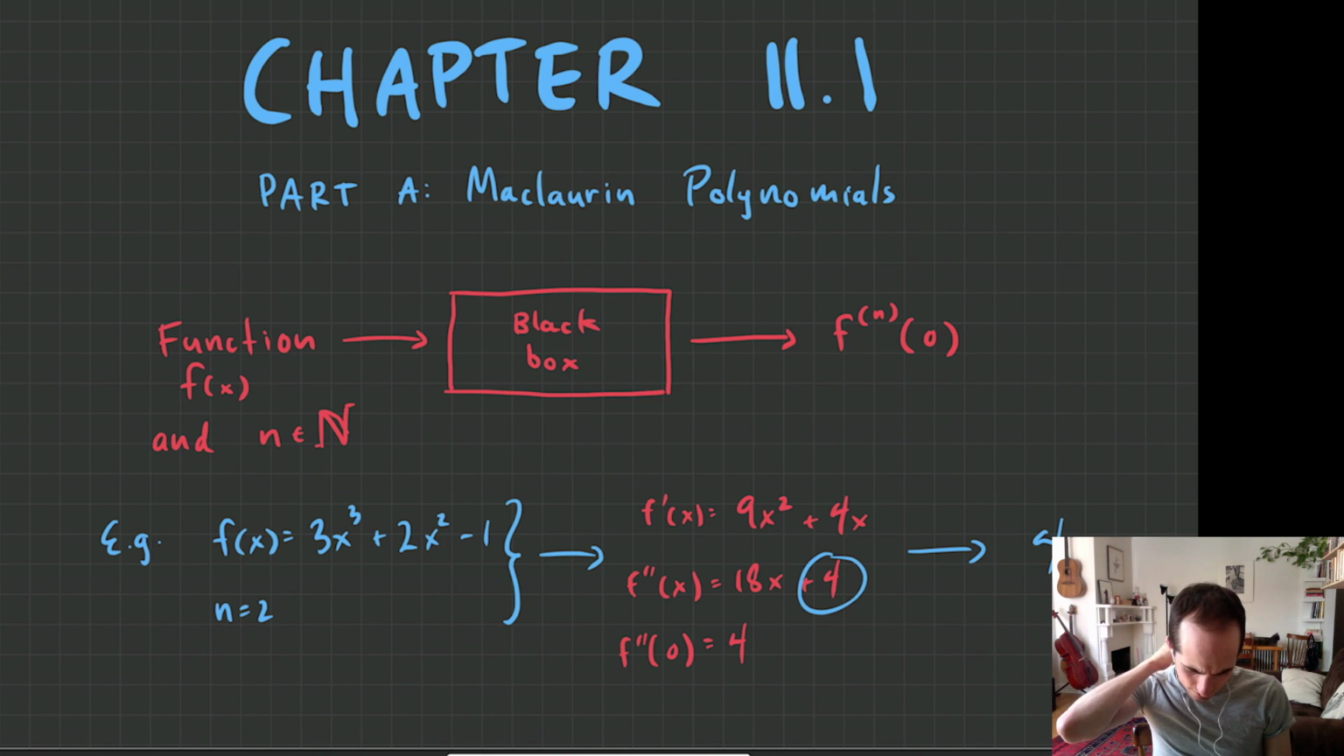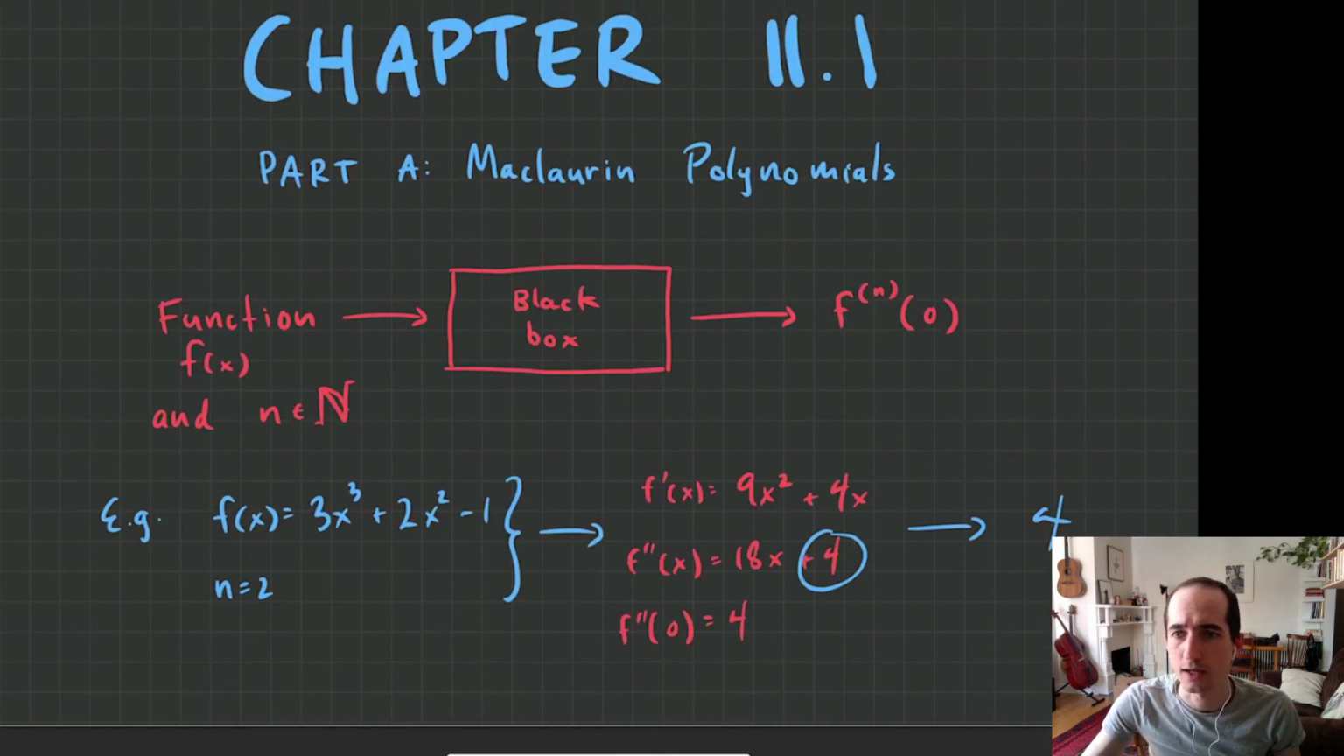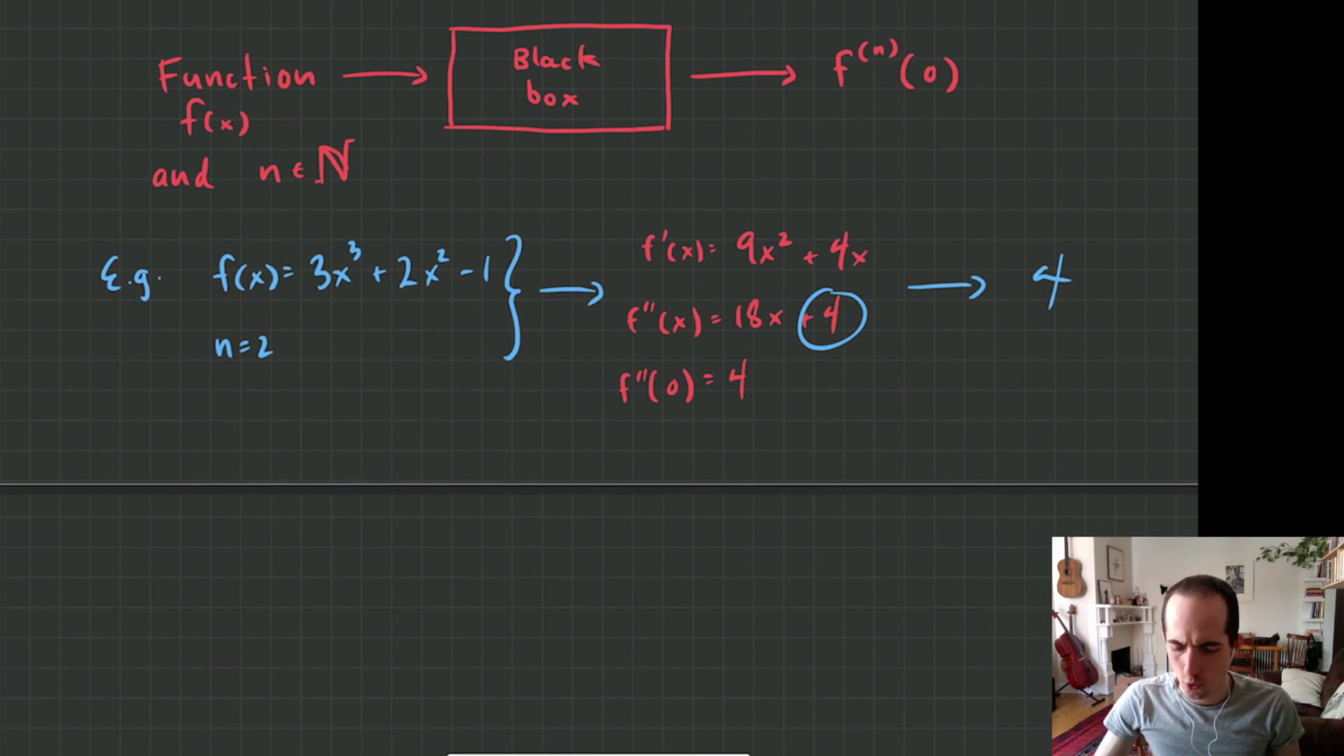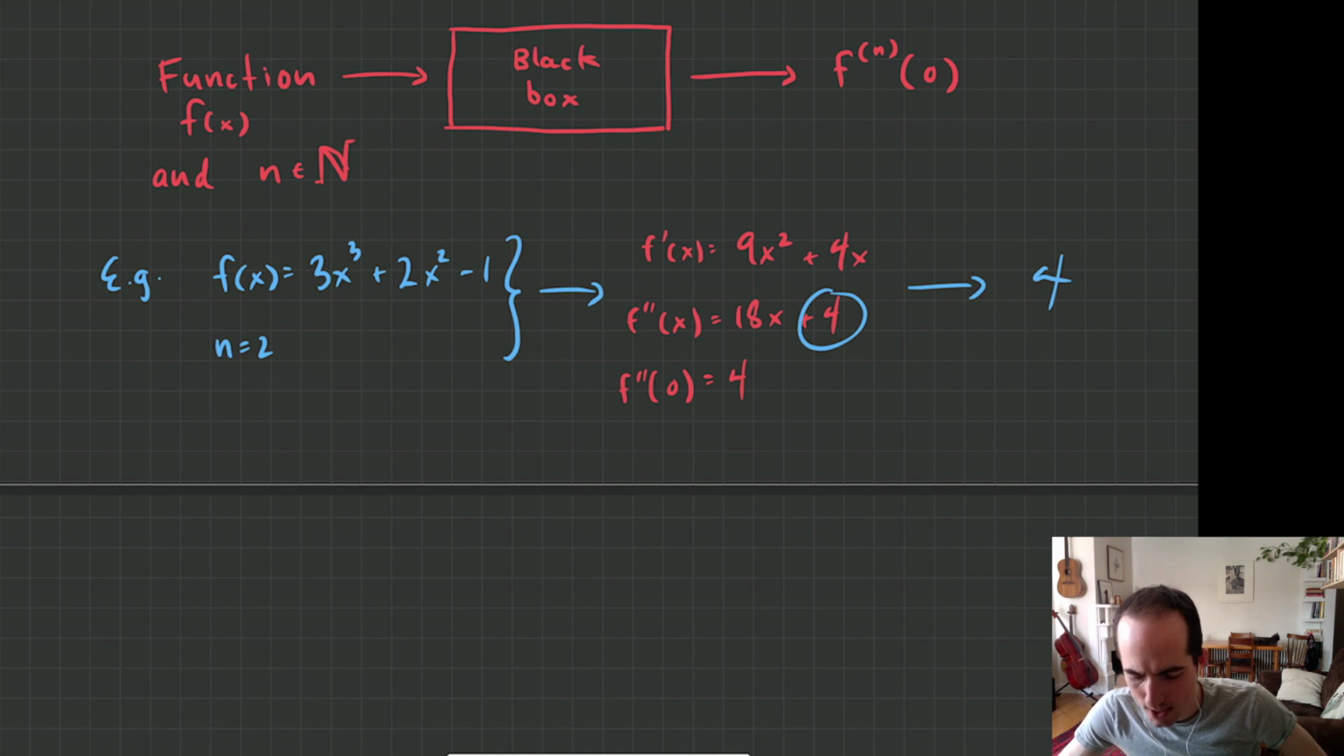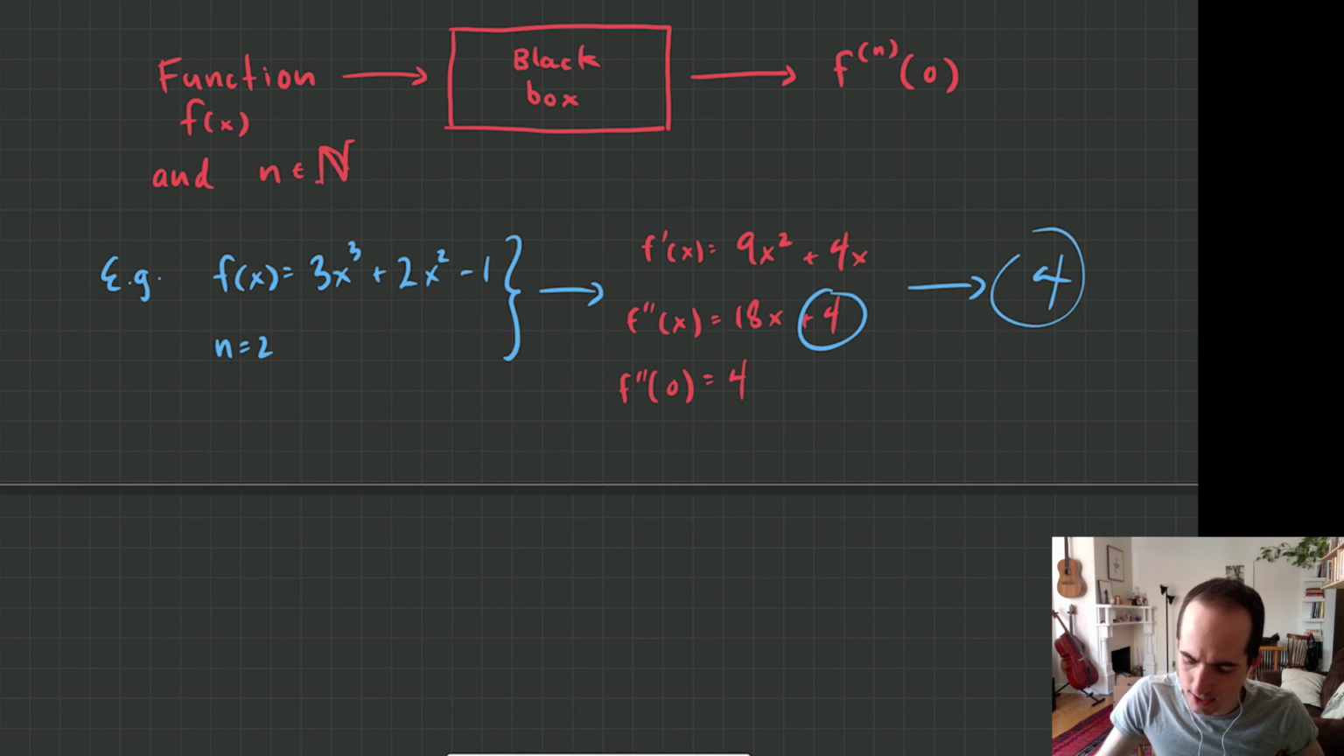Okay, so this is kind of the heart of what Maclaurin polynomials are all about, is that we're taking derivatives repeatedly and then evaluating that derivative at 0. And oh yeah, you can't really see that 4. You sort of can. But the whole point of this is that we can get a lot of information about the original function using these little numbers that the black box spits out.